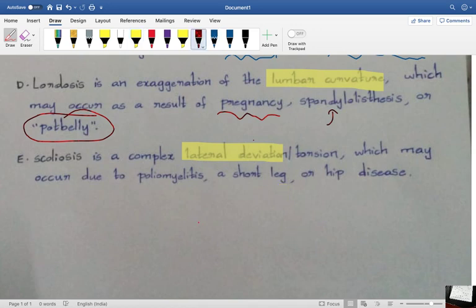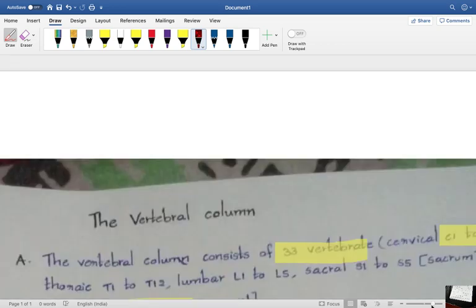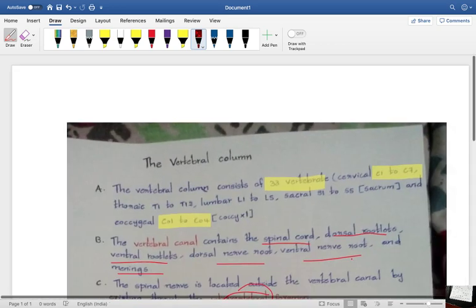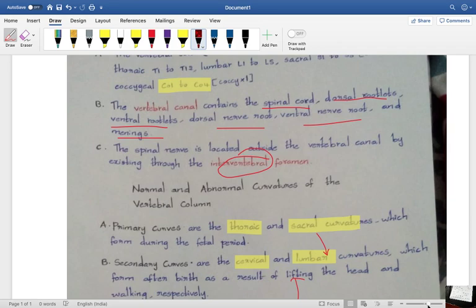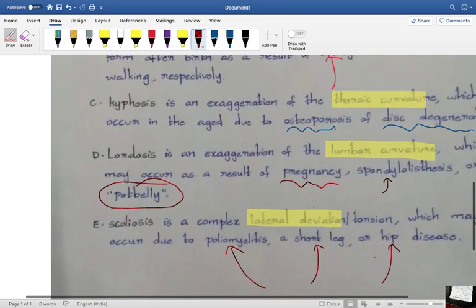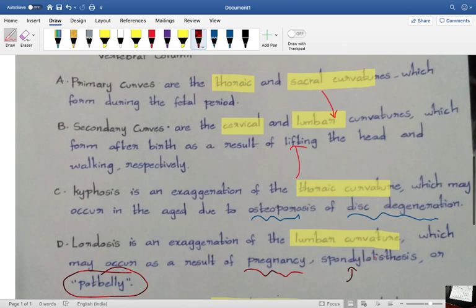Now, doctor, poliomyelitis, a short leg, hip disease. They lead to development of scoliosis, is what you need to basically remember. Okay. Now, doc, that is in short about the various curvatures.